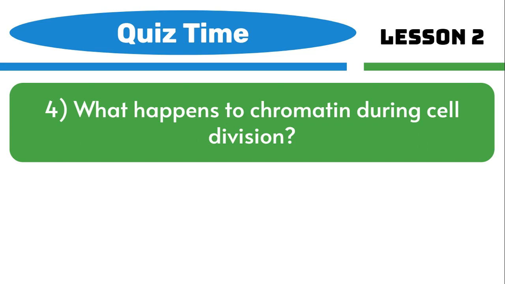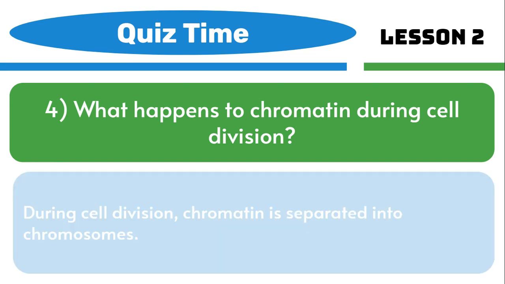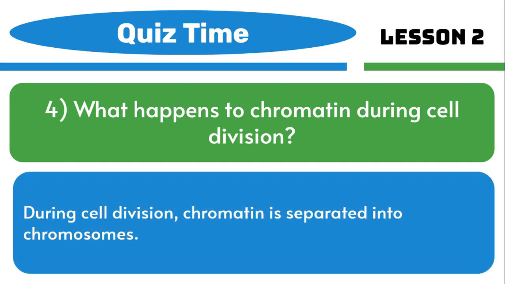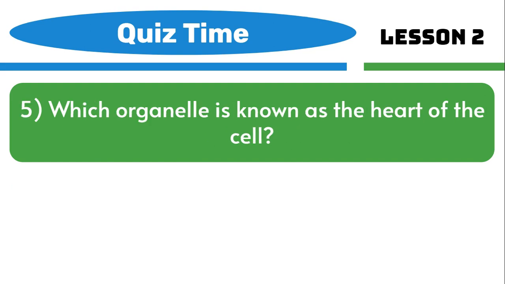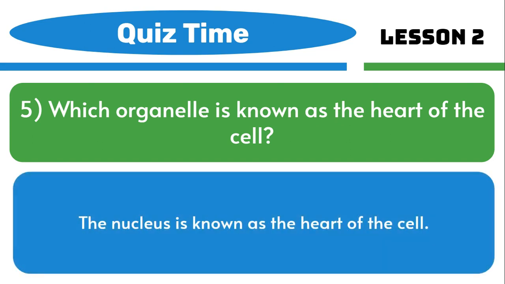So, what happens to chromatin during cell division? I'll give you a few seconds to think. During cell division, the chromatin is separated. Remember, chromatin is like a strand-like material, and during cell division, it's separated into chromosomes. Fifth question, which is pretty easy guys, which organelle is known as the heart of the cell? I'll give you a few seconds to think. Pretty easy, the nucleus is known as the heart of the cell.